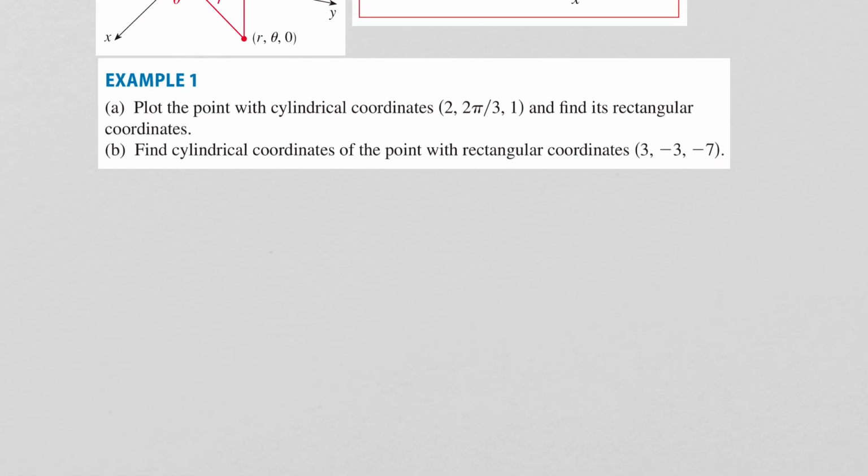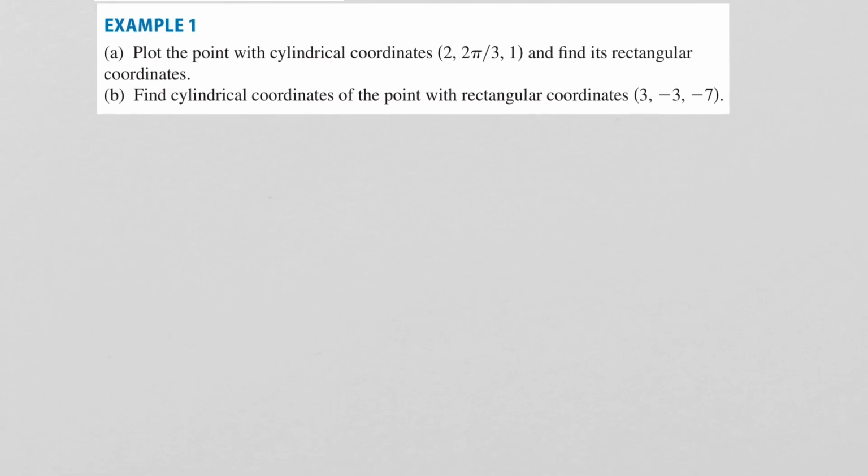Let's consider the following example. Plot the point with cylindrical coordinates 2, 2 pi over 3, and 1, and find its rectangular coordinates. So I will attempt to do this. We have an x-axis here, we have a y-axis here, and a z-axis. And we are graphing the point r equals 2, theta equals 2 pi over 3, and z equals 1.